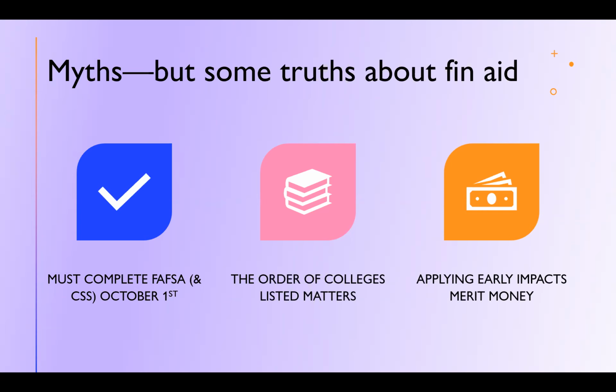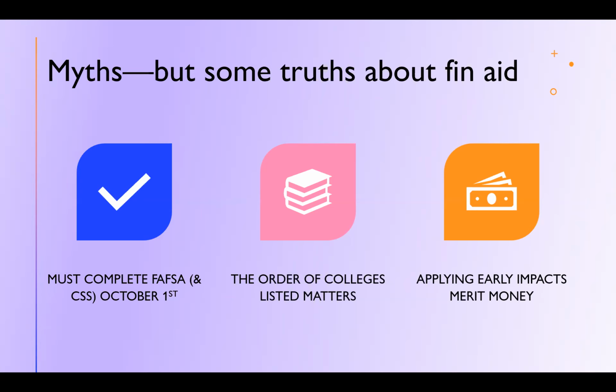The other thing some people may have heard at some point, that the order of colleges you put on the financial aid paperwork matters. For most states, New York, New Jersey, the order does not matter. There are a couple of states that if you're filling out FAFSA, you have to put a state university first. I will explain that if that applies to you.